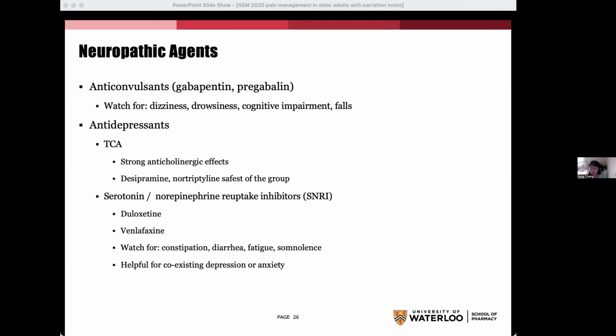So pregabalin and gabapentin, one thing to watch out for is falls in this population associated with CNS impairment. And with the SNRIs, they can be very helpful if the person also has coexisting depression or generalized anxiety disorder. So that could be a good add-on if the person has those kinds of comorbidities.